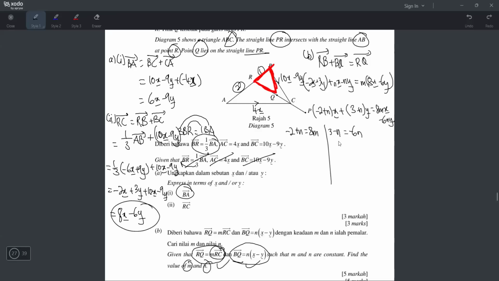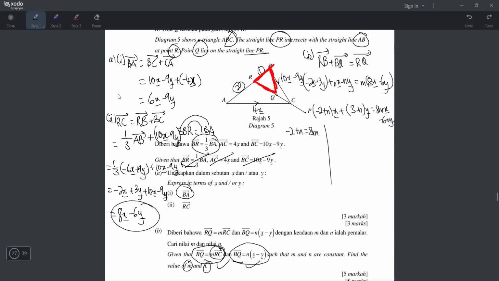Okay, let's find n first. So negative 6 moves over to become plus 6, negative 1 plus 6, 5n. 3 send over becomes negative 3, n equals negative 3 over 5. Okay, wait. Did I make a mistake? I made a mistake, a careless mistake. Okay, I made a careless mistake here.